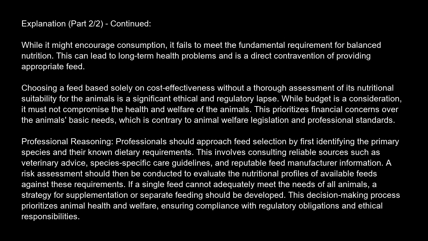Professional reasoning. Professionals should approach feed selection by first identifying the primary species and their known dietary requirements. This involves consulting reliable sources such as veterinary advice, species-specific care guidelines, and reputable feed manufacturer information. A risk assessment should then be conducted to evaluate the nutritional profiles of available feeds against these requirements. If a single feed cannot adequately meet the needs of all animals, a strategy for supplementation or separate feeding should be developed. This decision-making process prioritizes animal health and welfare, ensuring compliance with regulatory obligations and ethical responsibilities.